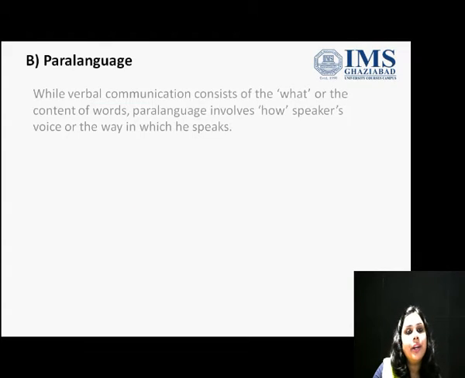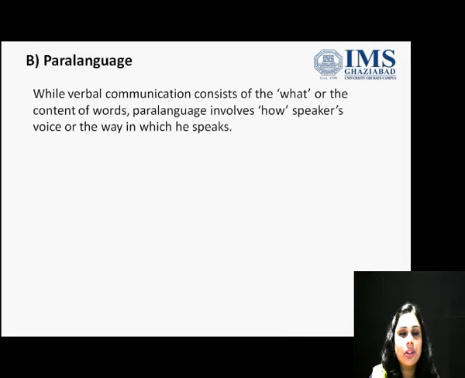Paralanguage, as already told you, para means like, and like your normal language, paralanguage is the language in which voice, pitch of voice, tone, commas, full stops are used. Many times you use okay, several times oh, which shows that you are not confident. While verbal communication consists of what, the content of the words, paralanguage includes how the speaker's voice sounds, or the way he is speaking.